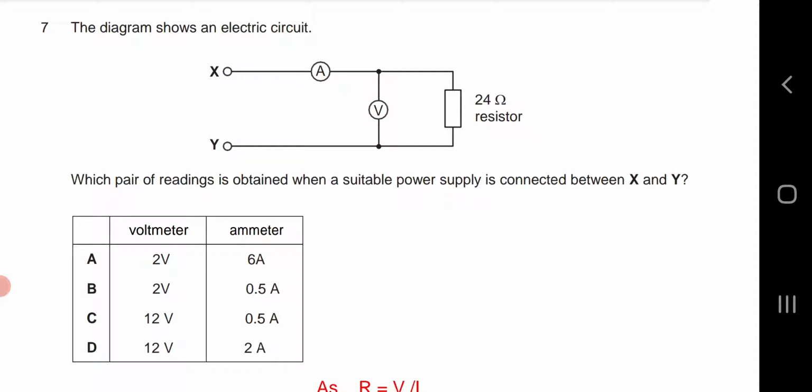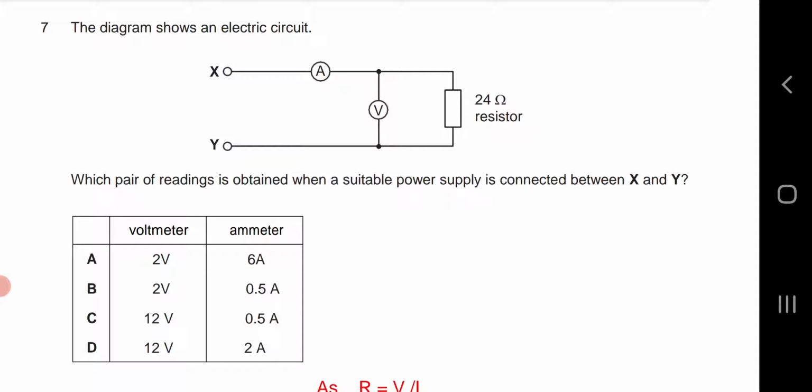For every option, like for option A, the resistance is V over I, that is 2 over 6. For option B, the resistance is 2 over 0.5, because voltage is 2 and the ammeter current is 0.5. For option C, the resistance is 12 volt over 0.5 ampere, and in this case the resistance is 24 ohms.